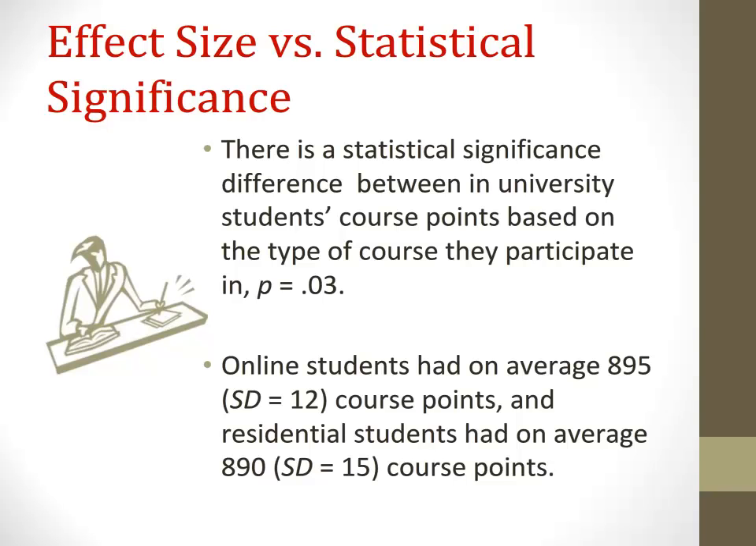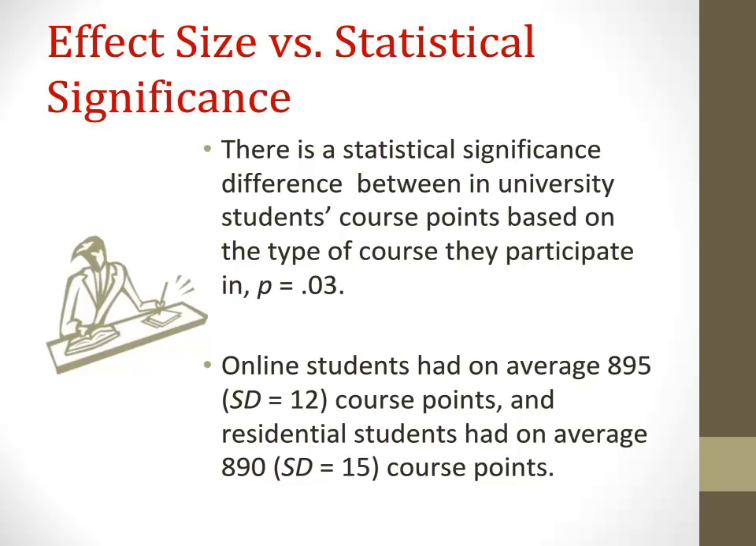Now let's take a look at the mean scores between the two groups he compared. He compared online students versus residential students. In the online class, the students averaged about 895 points in the course with a standard deviation of 12, whereas in the residential class, students scored 890 points with a standard deviation of 15.